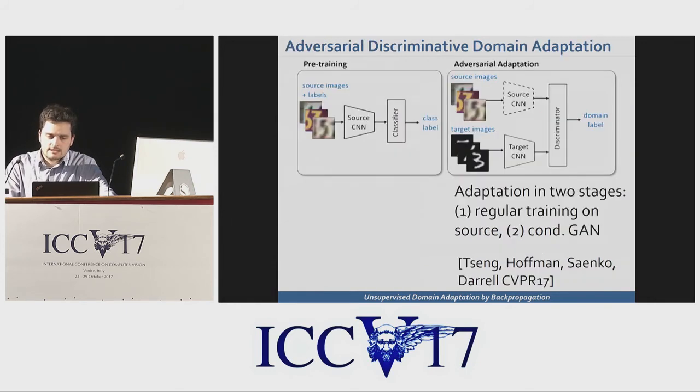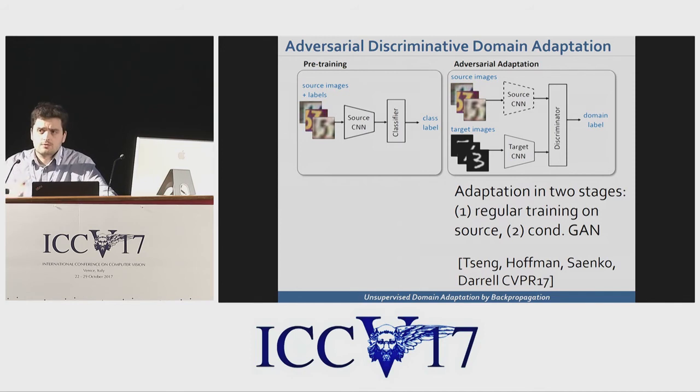The last approach I want to go into in some detail today is the recent work from Berkeley and Boston groups, which is another very nice twist on adversarial domain adaptation. Here, they do it in two stages, and they show that it works better than when you do it in one stage. And the first stage is straightforward training of a class-predicting CNN on the source domain. So we just train a regular predicting convnet on the source domain, no twists.